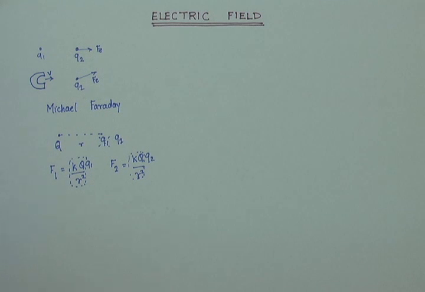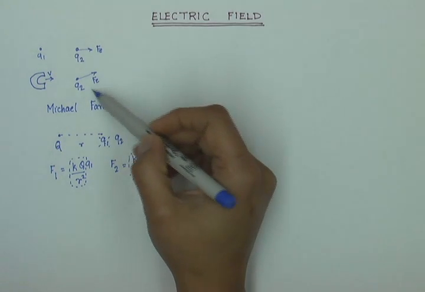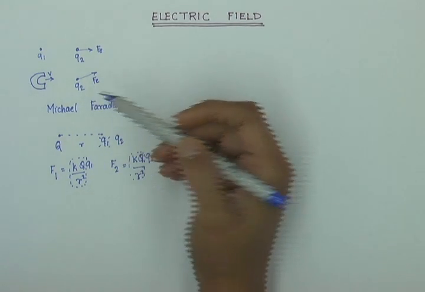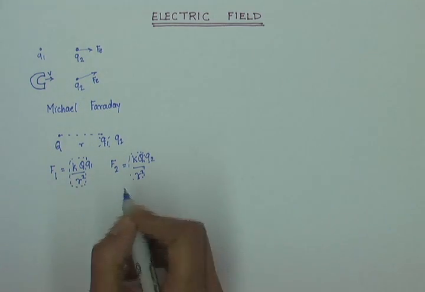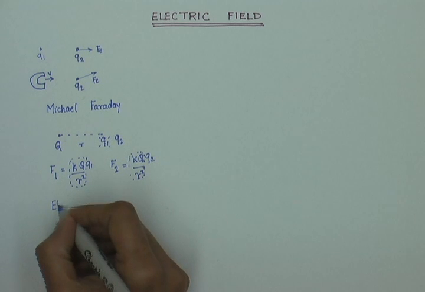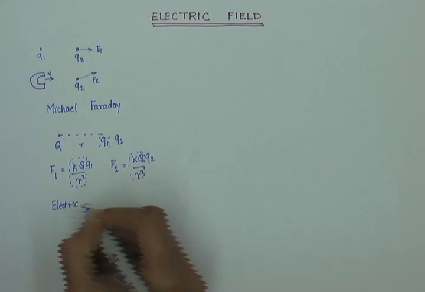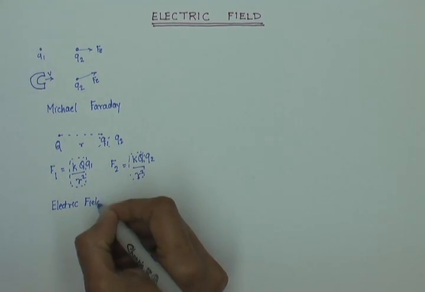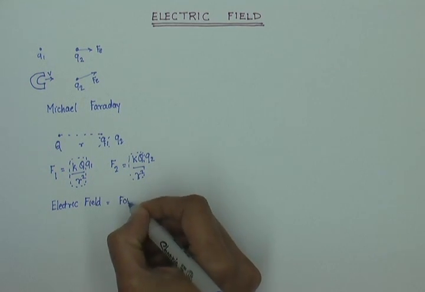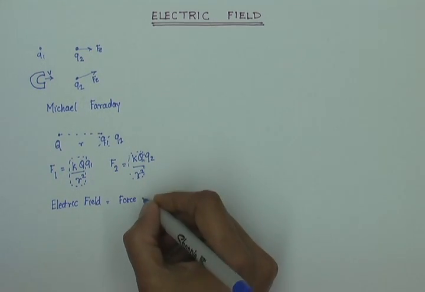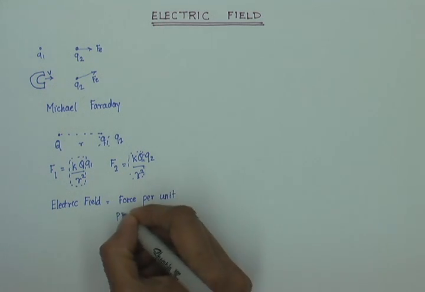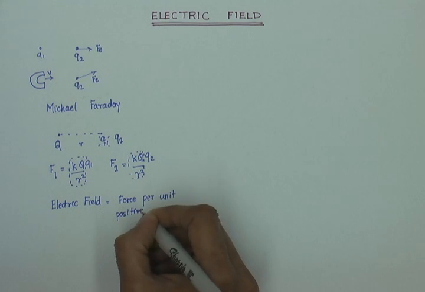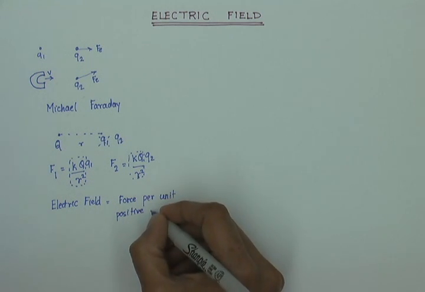And he said that if you just want to study the effect of electrostatic forces, how electrostatic forces act on different charges and what they cause in them, then you can separate them, and to do that he introduced an abstraction that he called the electric field. An electric field is defined as the force experienced per unit positive charge at a point. So it is the force per unit positive charge. By unit positive charge we mean a charge of +1 coulomb.